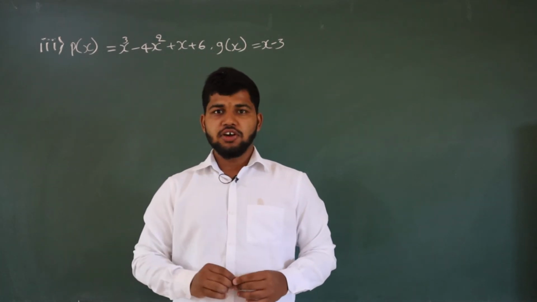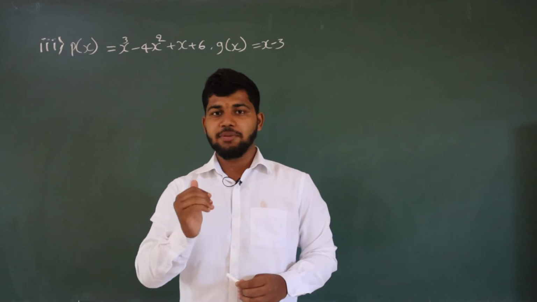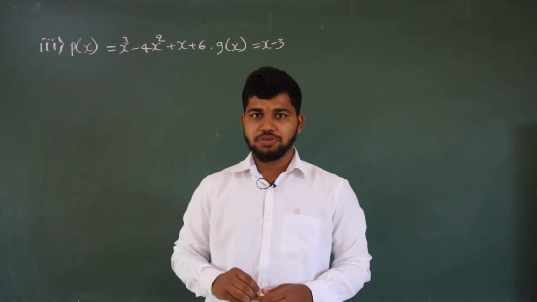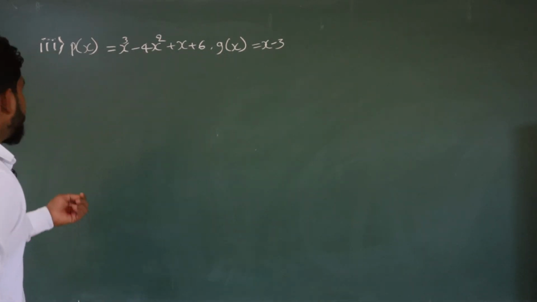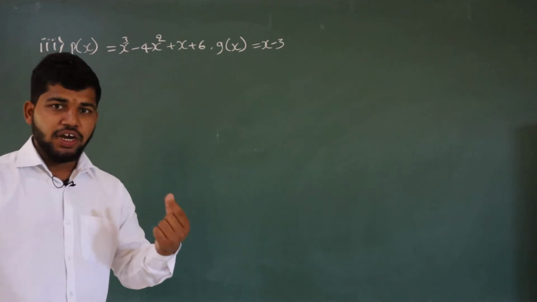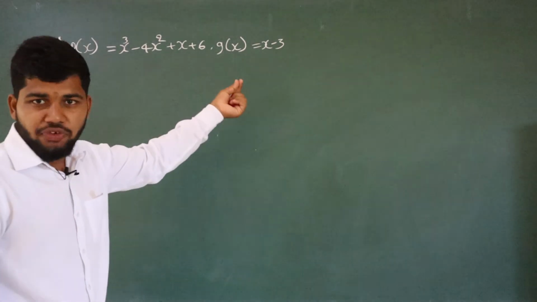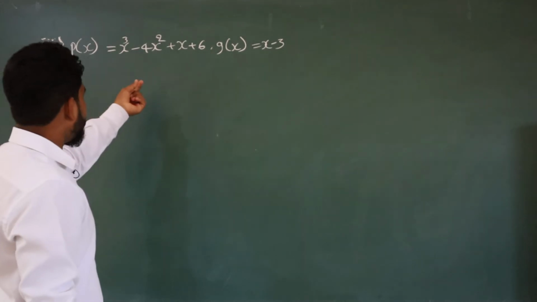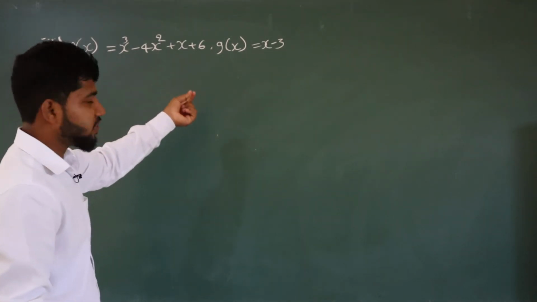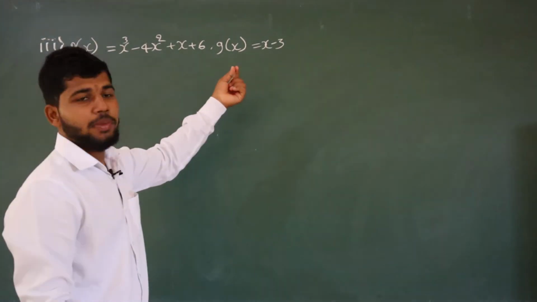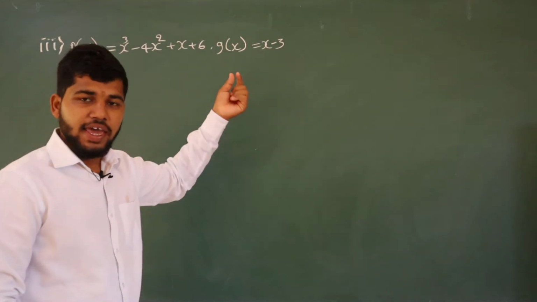In the last class, we already completed the first two problems in the second main problem. Look at the remaining problems here. Look at the third one. We have to find whether g of x is a factor of p of x. They have given p of x and g of x. P of x is equal to x cube minus 4x square plus x plus 6, and g of x is equal to x minus 3.